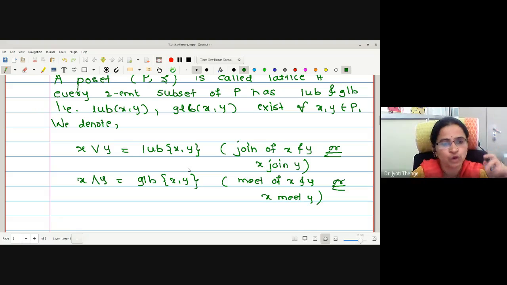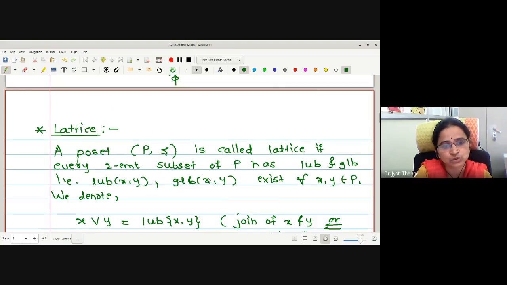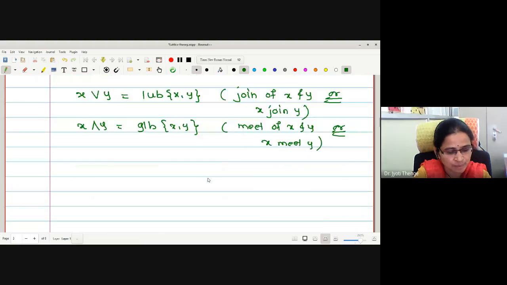Therefore you have to keep in mind this V-shaped symbol is a join, which gives us the least upper bound of every two elements, and the inverted V symbol, x meet y, gives us the greatest lower bound between every two elements x and y. Now we will look at some simple examples.